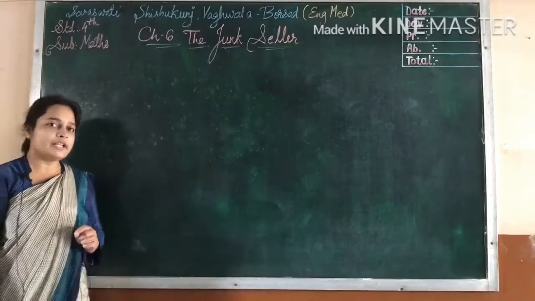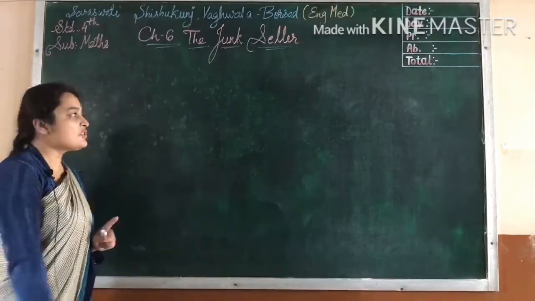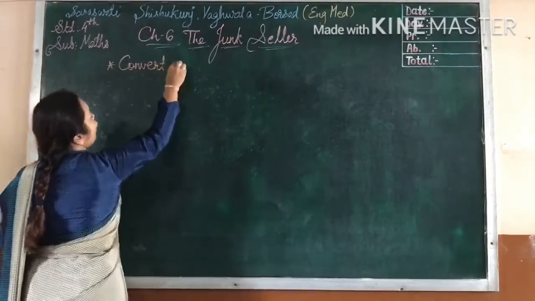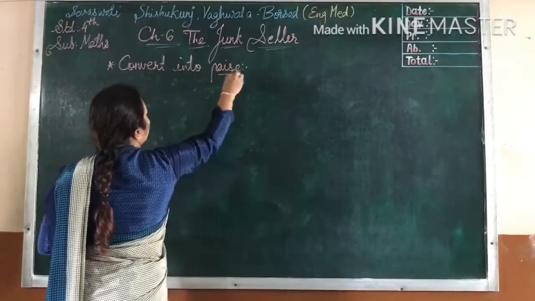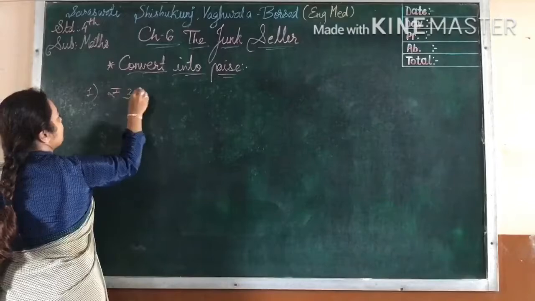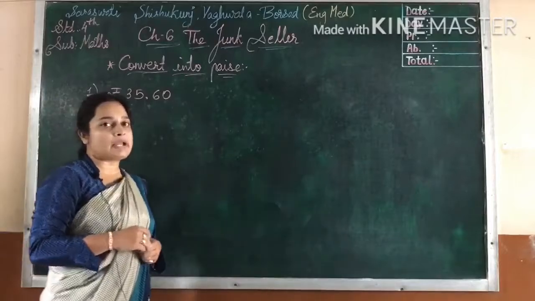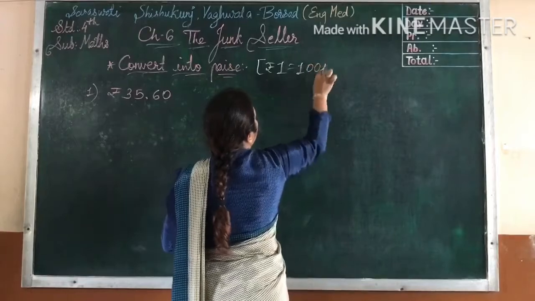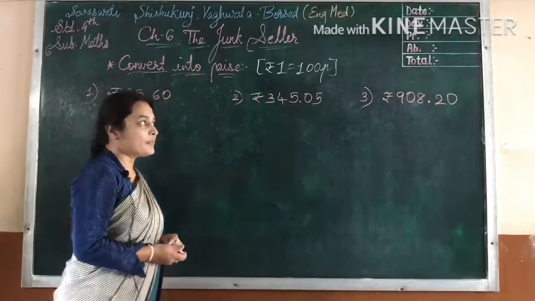Now let's see the next topic which we have seen in a worksheet. Convert into paisa, which we have already learned in our 3rd standard and 2nd standard also. Number 1, rupees 35.60. For this we need to keep in mind that rupees 1 is equal to 100 paisa. I will show you 3 sums here, so let's solve the first sum.